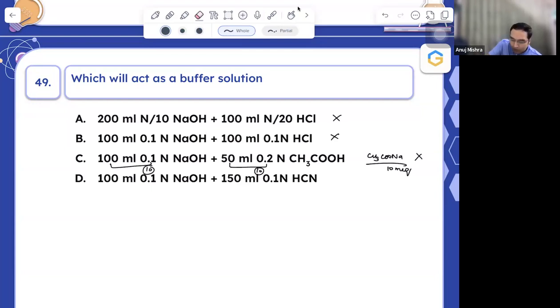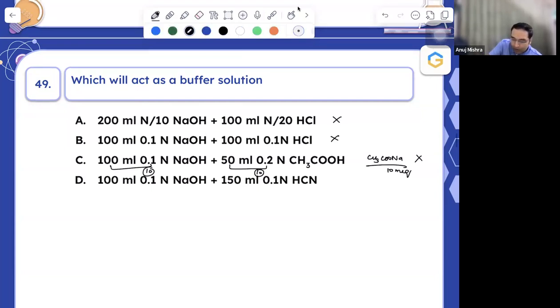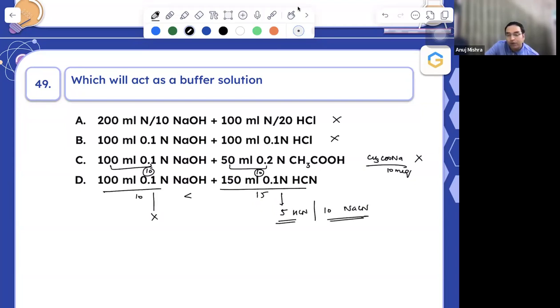Coming to the fourth option, 10 units and 15 units. 15 is more than 10. So this will remain 5. This will be 0. And since it is reacting 10 units, it will form 10 units of NaCN. So you have 5 MEQs of HCN and 10 MEQs of NaCN. So what is the maths?